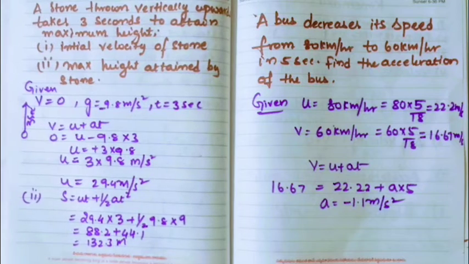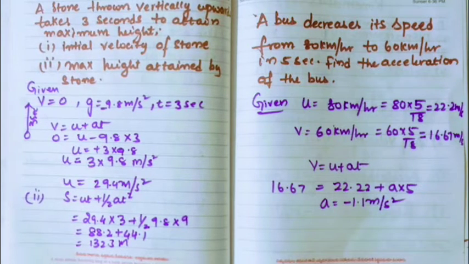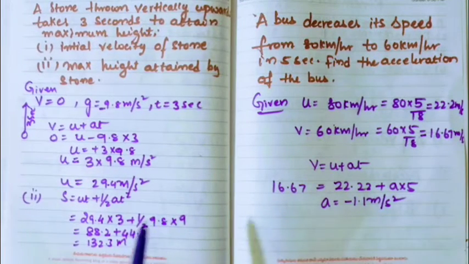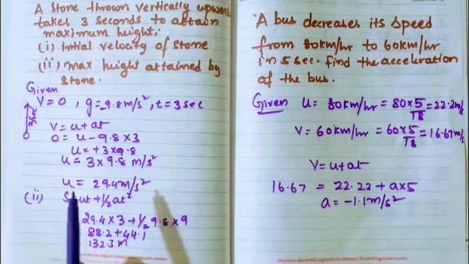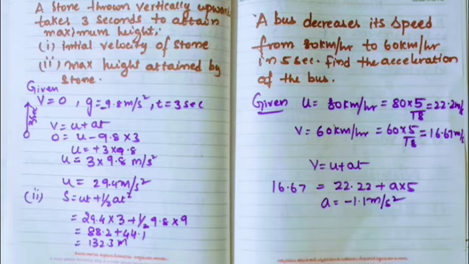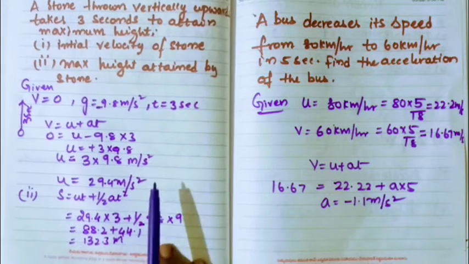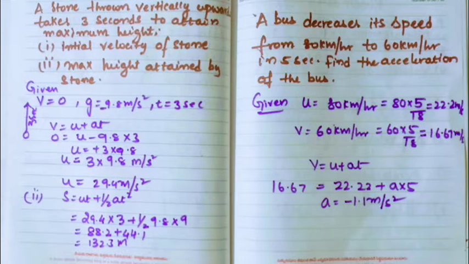Now the next problem: a stone thrown vertically upwards takes 3 seconds to attain a maximum height. This is similar, but here the equations used are different. We need to calculate the initial velocity of the stone and the maximum height attained by the stone. Given is final velocity is equal to 0. Then gravity, as we know, it is thrown vertically upwards, so minus 9.8 meters per second square. Time given is 3 seconds.